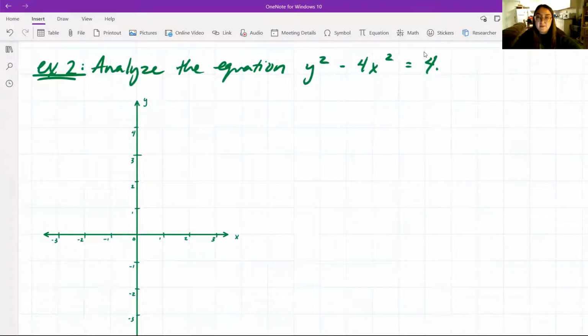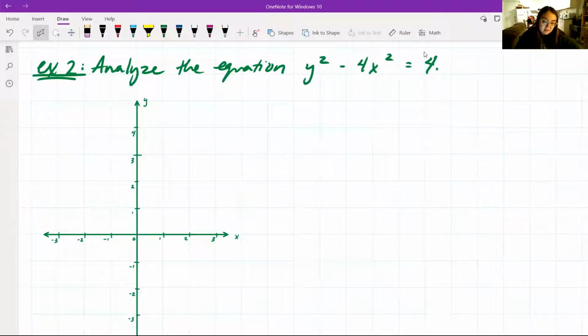All right, example 2: we want to analyze the equation y squared minus 4 times x squared equals 4. The first thing we want to do is put this in proper form.